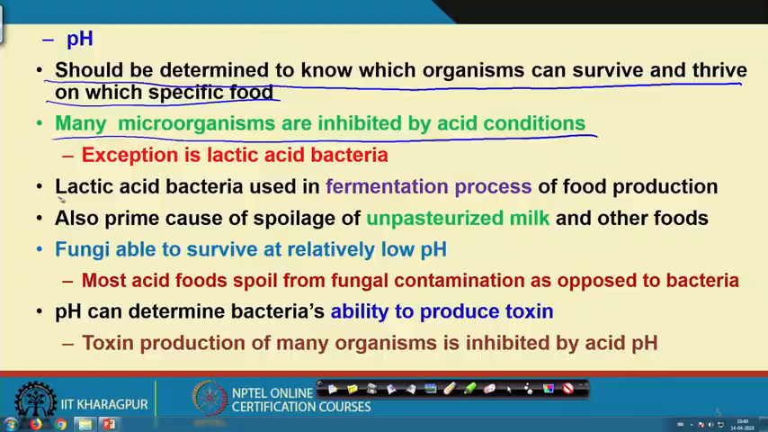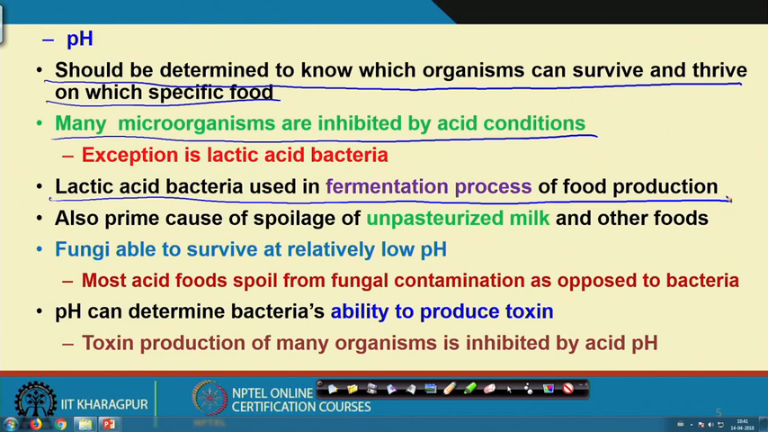So, this is a unique thing that lactic acid bacteria can grow in the acidic medium, but many organisms cannot grow, right. Lactic acid bacteria are used in the fermentation process of food production. In many cases this is desirable, in some cases it may not be desirable, it may be detrimental, depending on that. I gave the example of a knife. Sometimes you can use it for a good cause, sometimes you can use it for a bad cause.